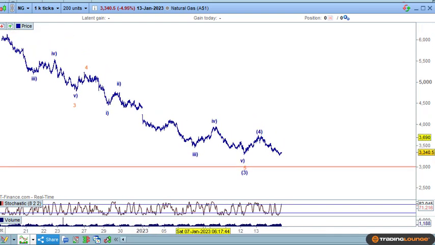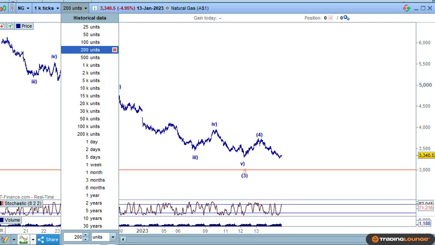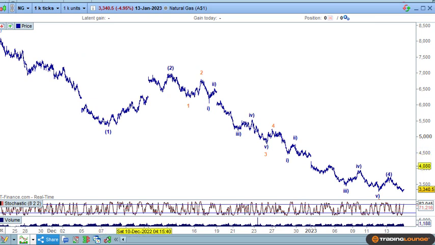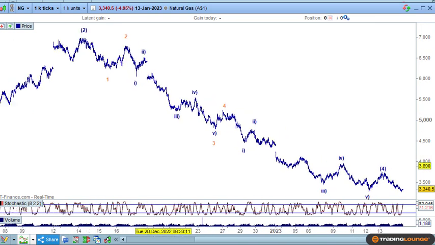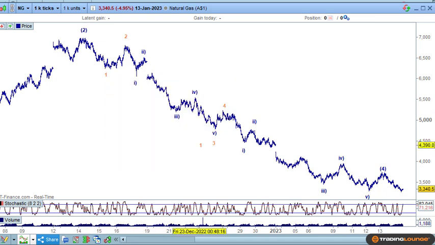Just got to go back. If you don't know the count, it's always good to go back and just check. Let's just check on this for a moment. Could I label this any differently? I could drop wave 1 down to here. That's doable. I could do that, just toying with this.